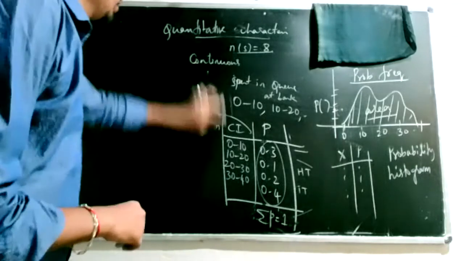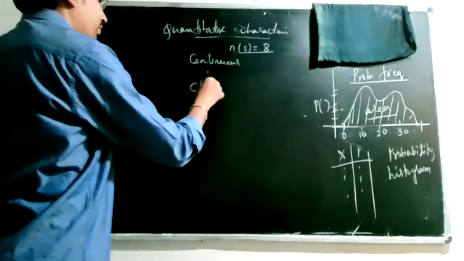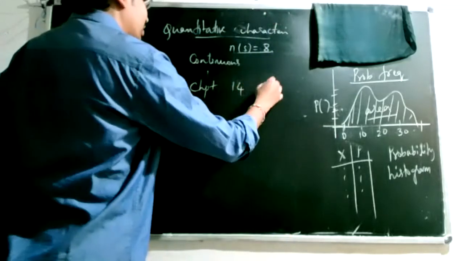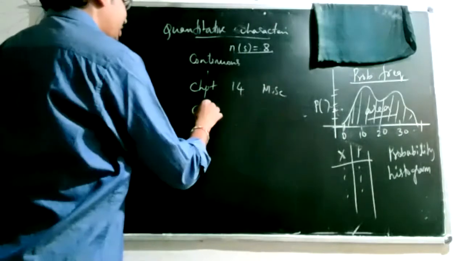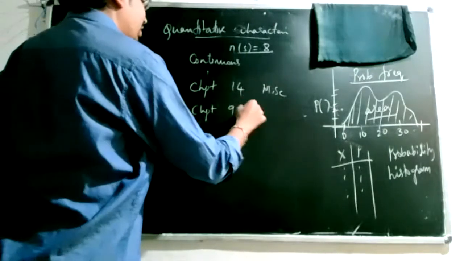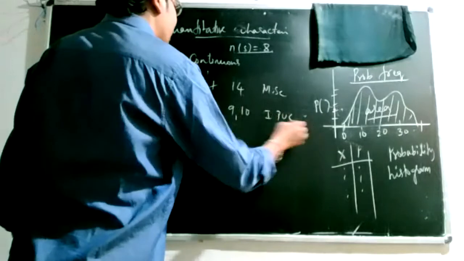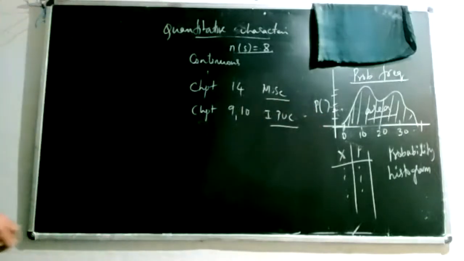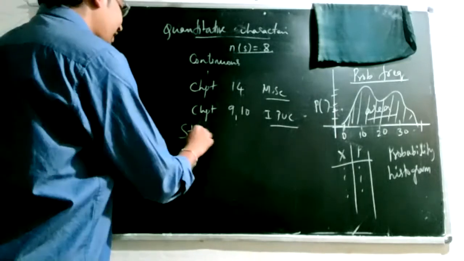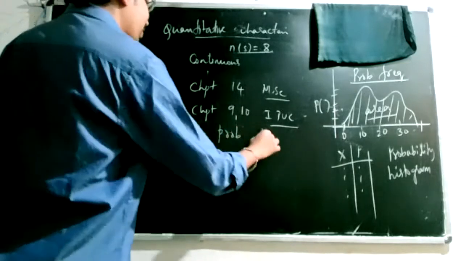I'll stop here. Please go through the chapters. I said chapter 14 in your book and chapters 9 and 10 of the first PUC. Most of the things I have covered come under this. In the coming classes, I'll talk about some standard probability distributions.